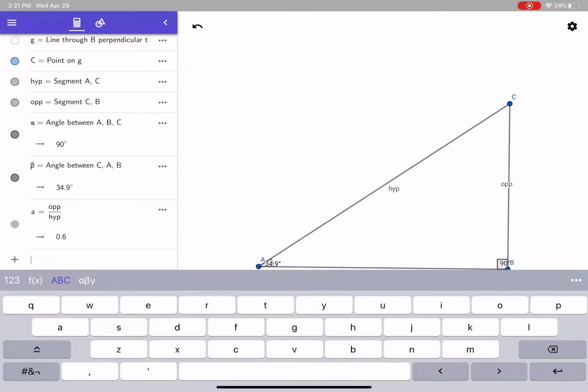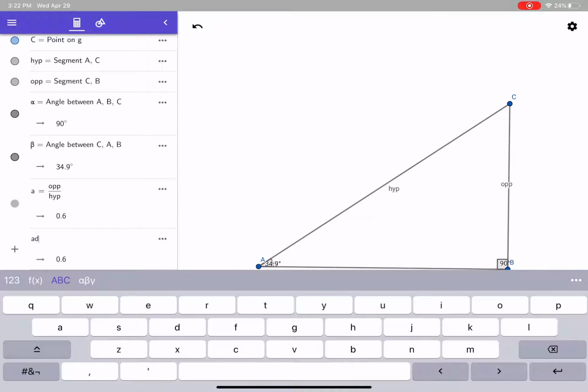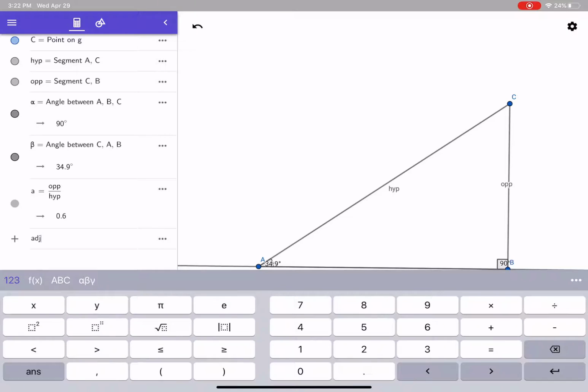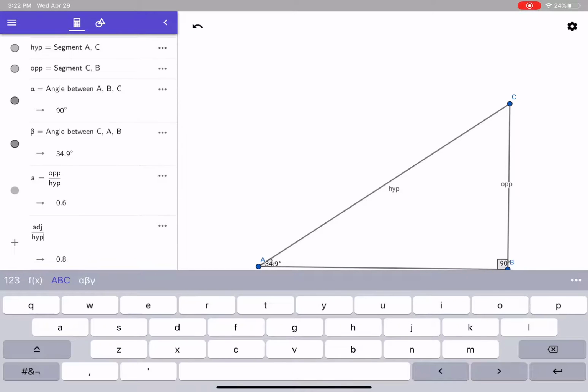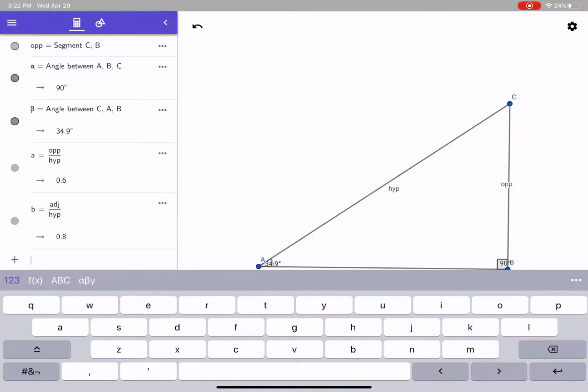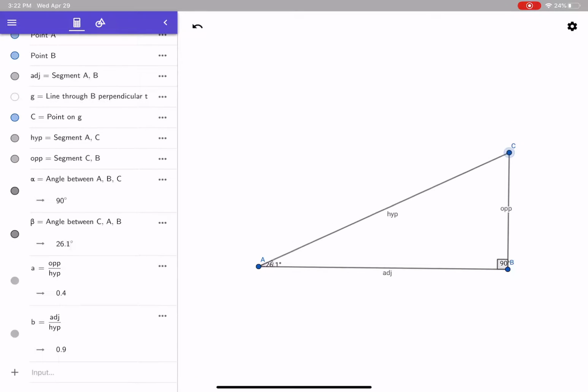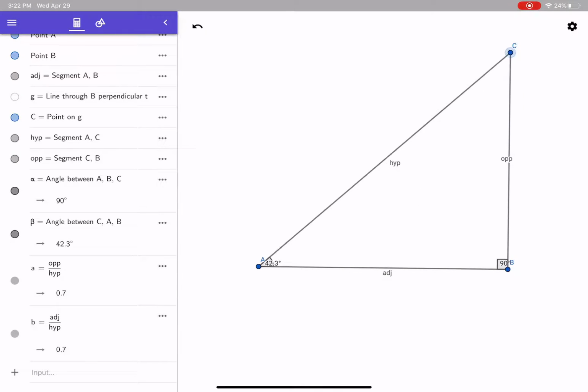Let's do another one. Let's do the adjacent over hypotenuse. So I already have my keyboard called up, so ADJ for the adjacent side. Why is it saying 0.6? I don't even know. Divided by, I need the 1, 2, 3 menu, divided by the hypotenuse. Go back to the ABC menu, HYP, and hit enter on that one. This time I get a 0.6. And again, I can move stuff around and see that that changes as well.